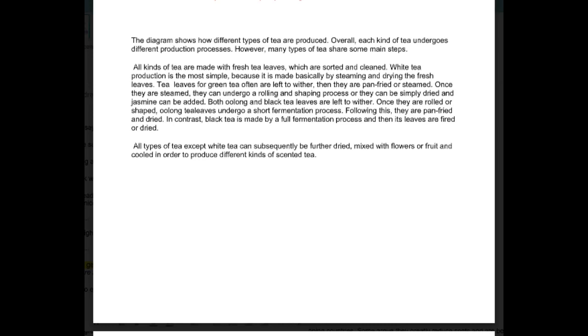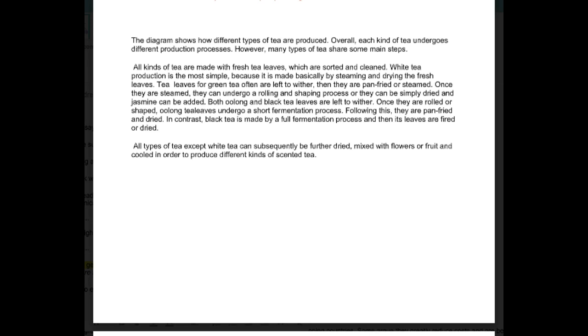Hello there, Andrea. Okay, this diagram shows how different types of tea are produced. Overall, each kind of tea undergoes different production processes. However, many types of tea share some main steps. Good summary. All kinds of tea are made with fresh tea leaves, which are sorted and cleaned.